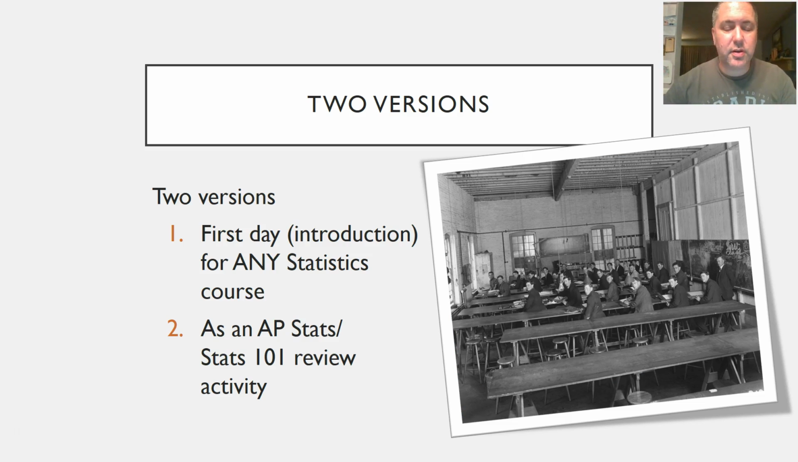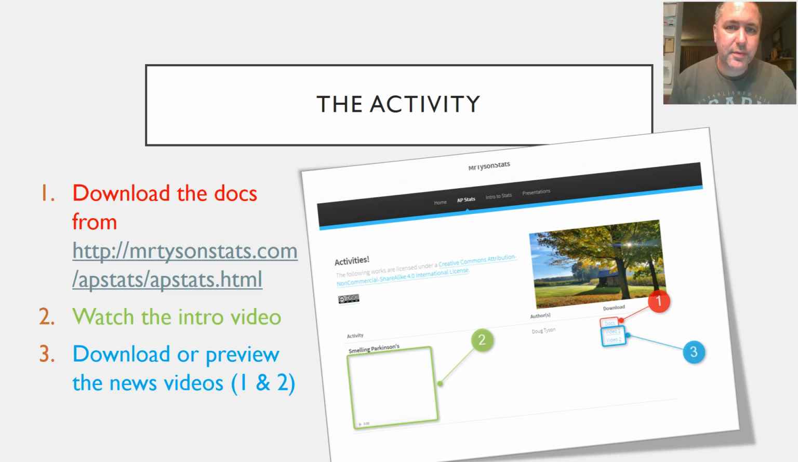You can see there are two different versions of the activity. One is for first day or any time really, and it can be used with AP or non-AP students. The second one is an AP Stats or Stats 101 review, and that's more for students who have progressed through the course and already know some things about statistics and inference.